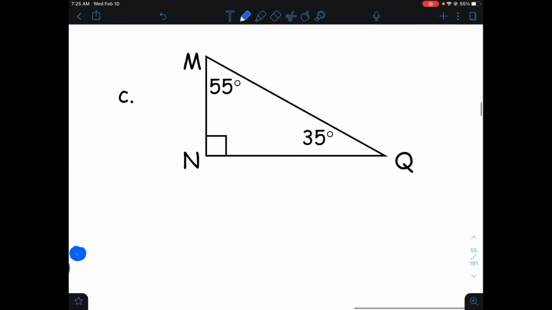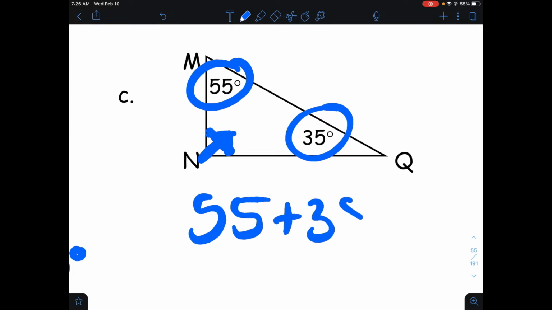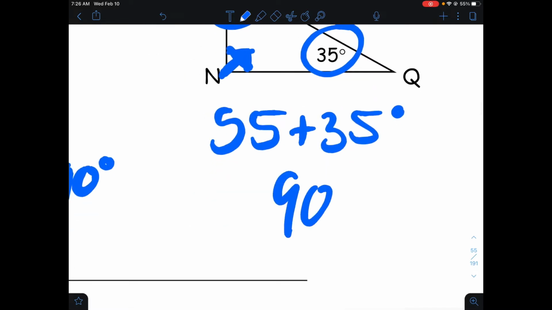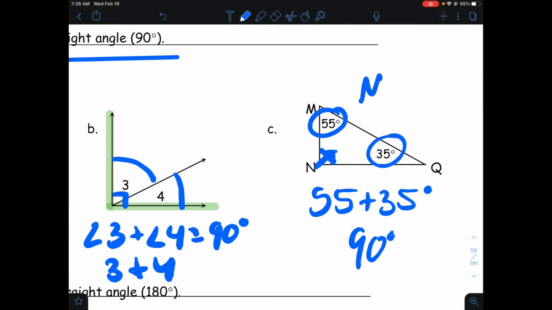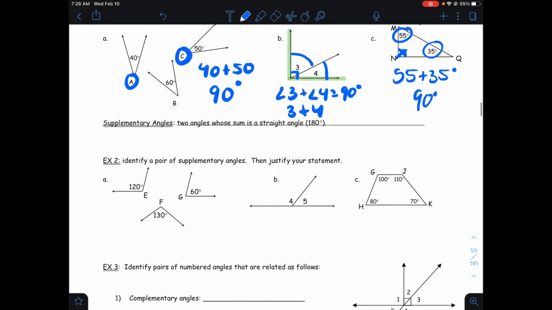Then we're looking here at C. Now, of course, we got our right angle here. And if you think about it this way, you can't add anything to 90 to give you 90 except for a 0. So we know that this angle is going to be out of the question. So we're left with 55 and 35. 55 plus 35 is going to give us that 90 degrees. So our two complementary angles are going to be M and Q. So again, complementary angles are two angles whose sum adds to 90 degrees.